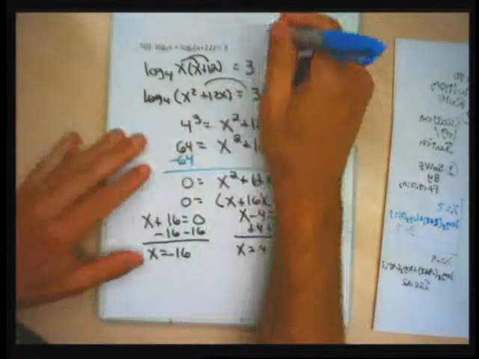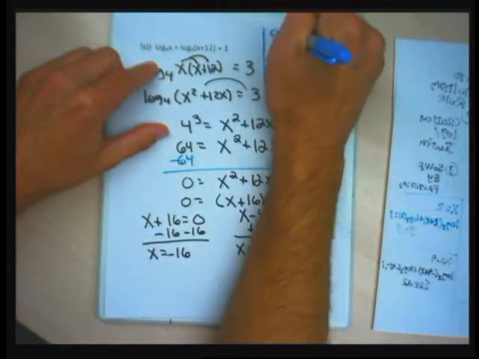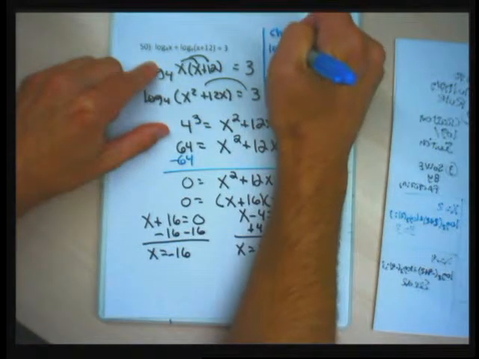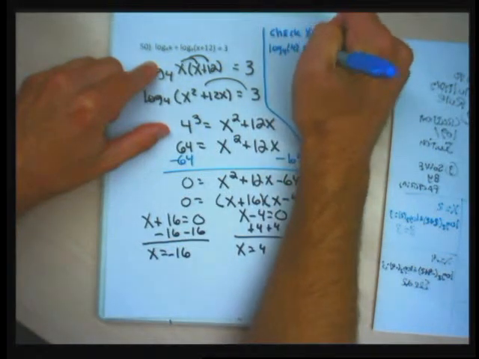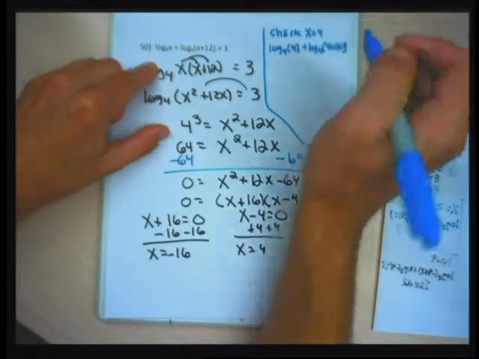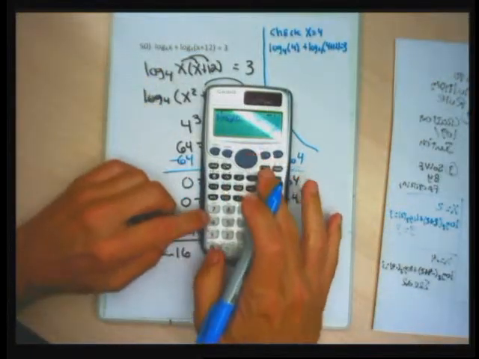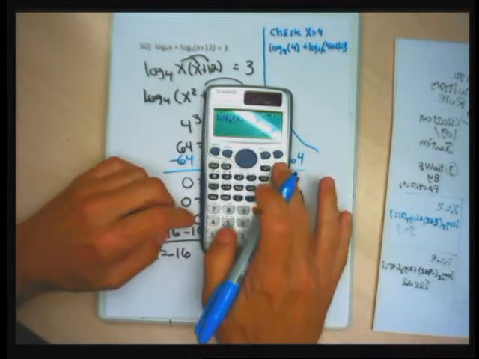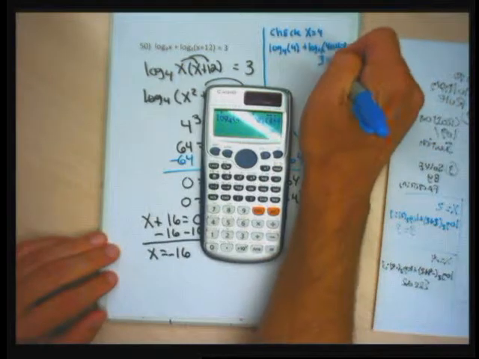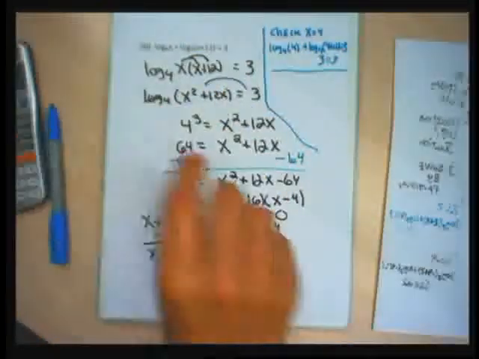Again, I'll sneak the checking in up here. The 4, if I check the x equal to 4, I get the log base 4 of 4 plus the log base 4 of 4 plus 12, and that is going to equal 3. So do that one real quickly. The log base 4 of 4 plus the log base 4 of 4 plus 12. That gives me 3 equal to 3. Usually these factoring logarithms lead to solutions that don't check.